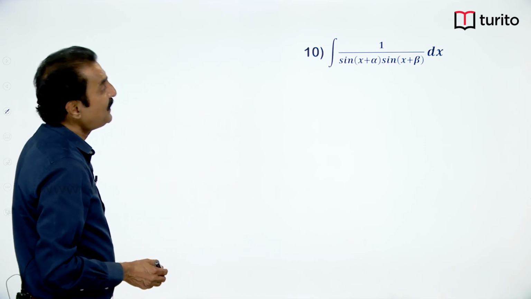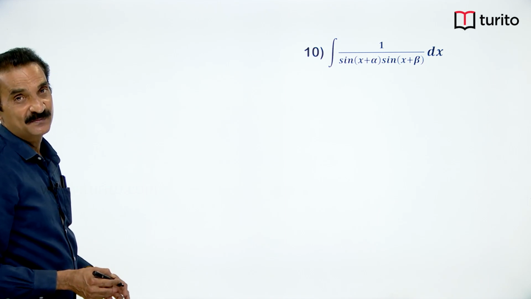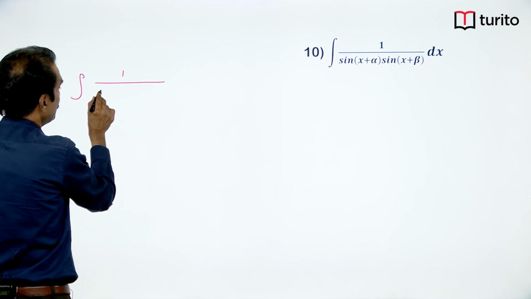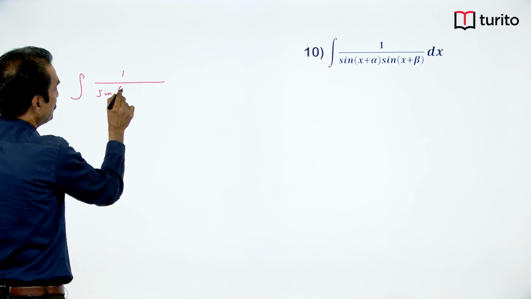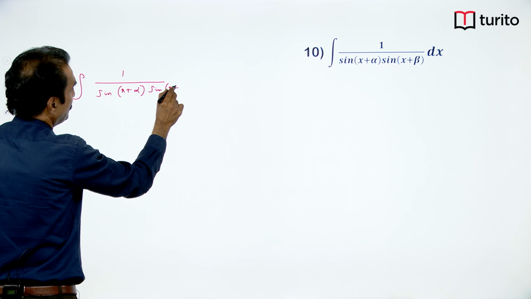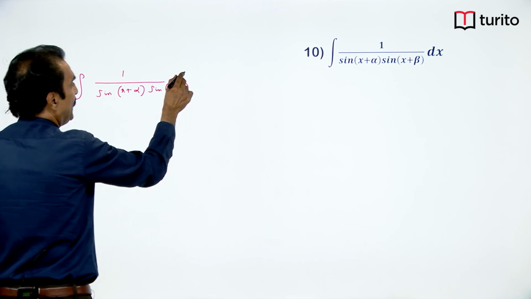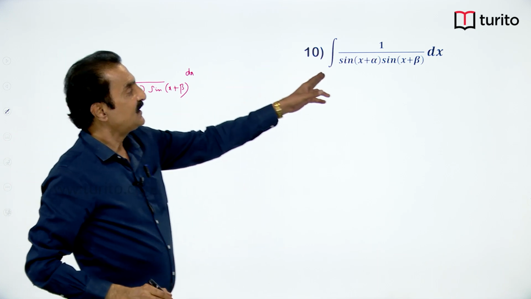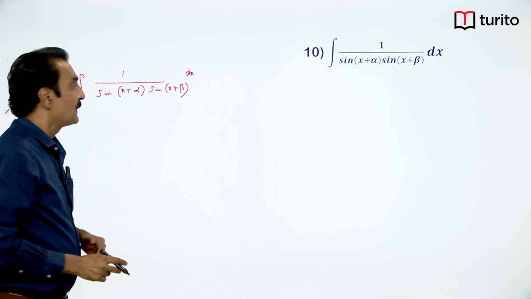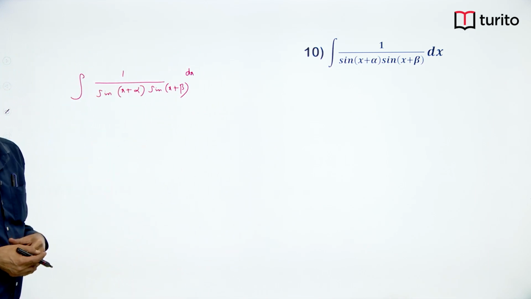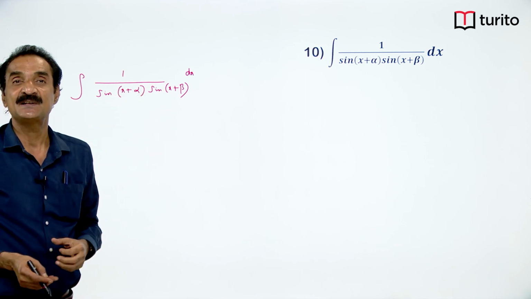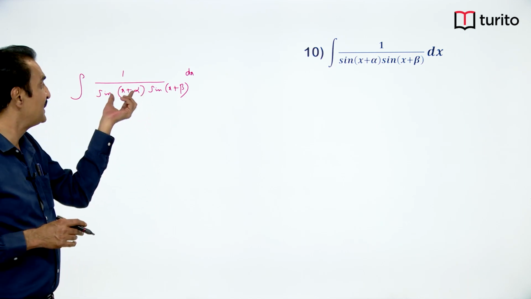Next question. Integral 1 by sin x plus alpha into sin x plus beta. Or the same can be asked as integral cosecant x plus alpha into cosecant x plus beta. We have to decompose it. We observe that the difference between the angles x plus alpha and x plus beta is constant, alpha minus beta, this minus this or this minus this.